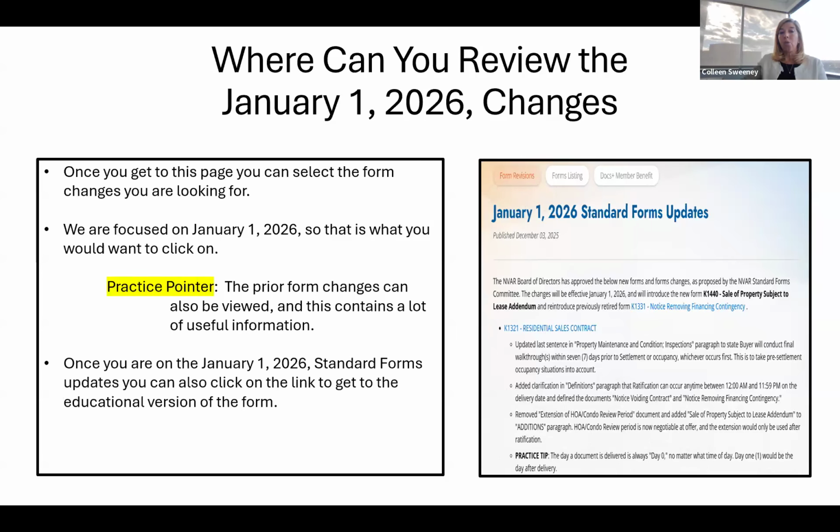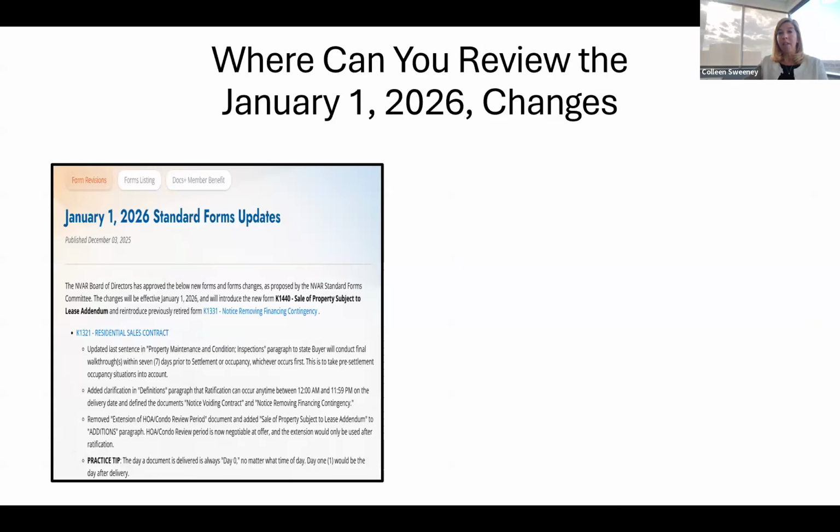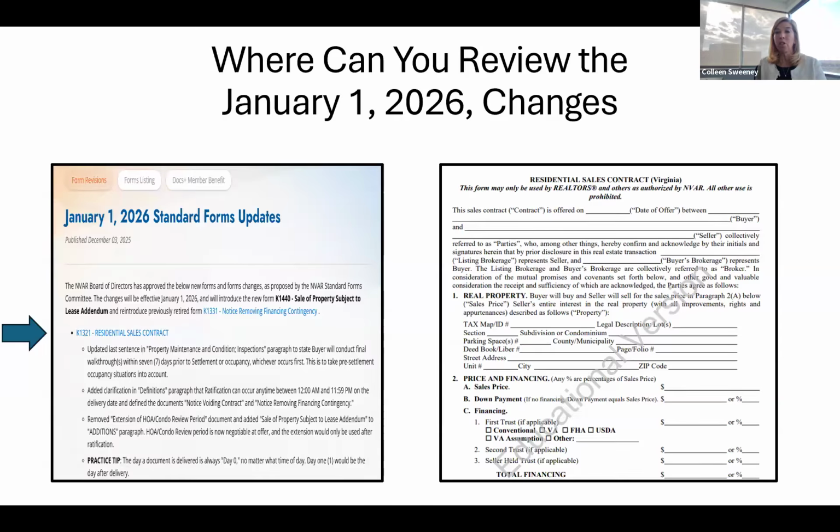Once you click on it, and you want to see the form in what it's actually going to look like as of January 1st, it's a hyperlink. So you just click on it right there, and then the form comes up. It's going to say educational version. That's how you know it's the form that's going to come into the forms provider as of January 1st. And again, it's a great idea to get a look at these before they auto-populate. That being said, I'm going to walk you through all of them.